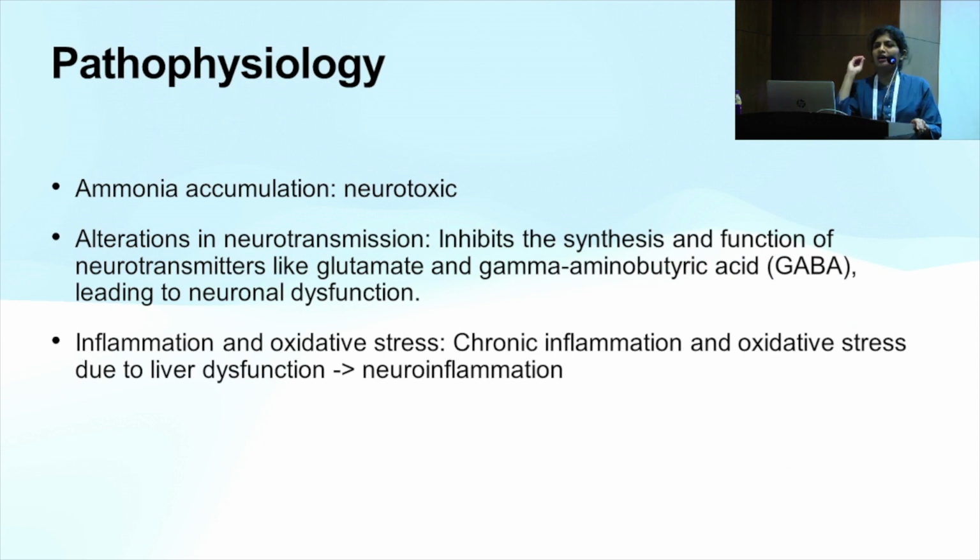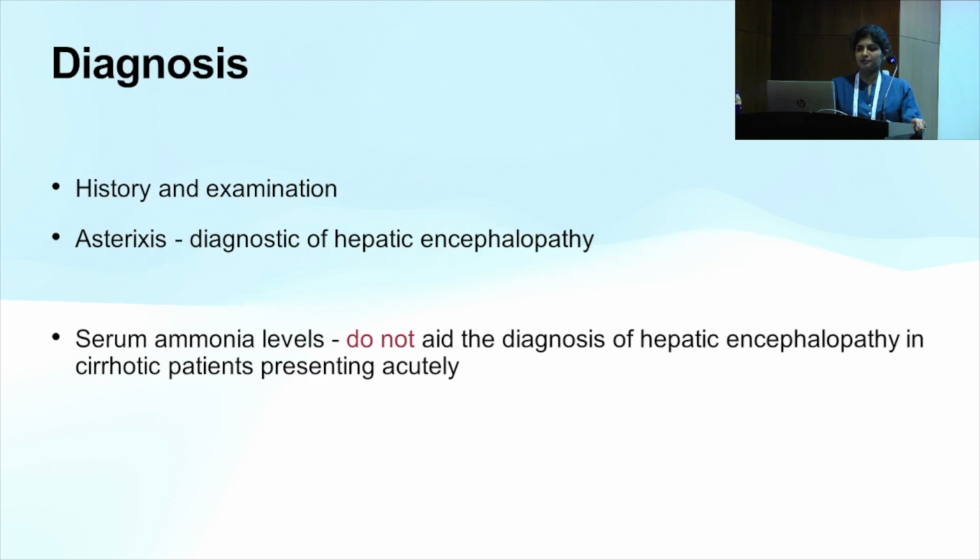This ammonia is directly neurotoxic and can cause swelling of the astrocytes. In addition to that, it will inhibit the synthesis of some other neurotransmitters like GABA and glutamate. This also leads to neuronal dysfunction. Other than this, the chronic inflammation and oxidative stress due to the liver dysfunction itself can cause neuroinflammation. So these are the different mechanisms by which hepatic encephalopathy sets in.